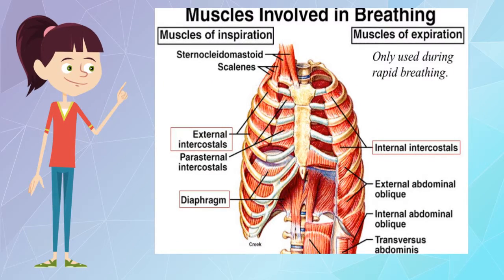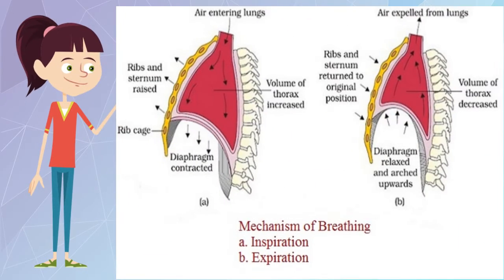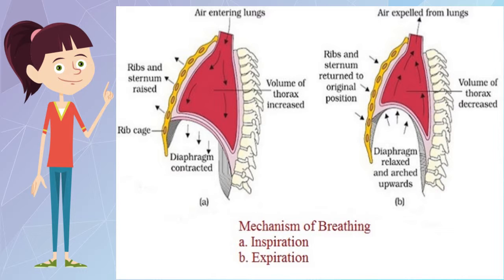Lung function is aided by various muscles, but most important is the diaphragm. When you breathe in, the diaphragm contracts, which increases the volume of the thoracic cavity and decreases the volume of the abdominal cavity. When the diaphragm relaxes, the volume of the chest cavity decreases and pressure inside increases, and air is pushed out of the lungs.